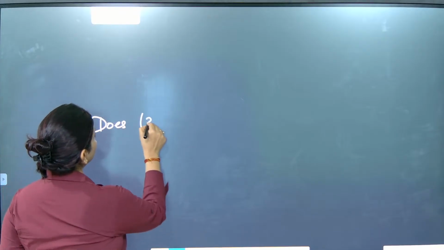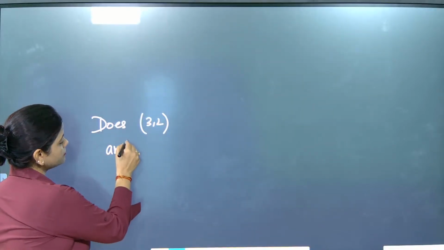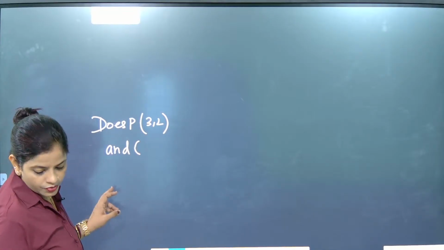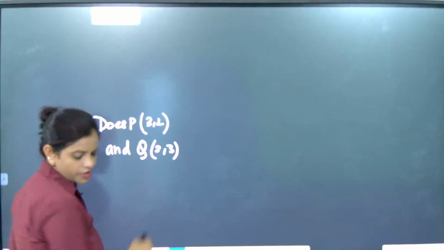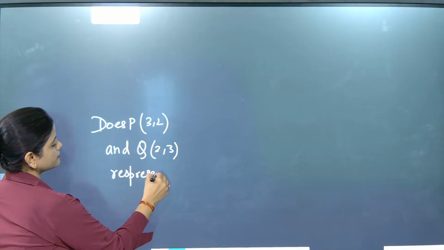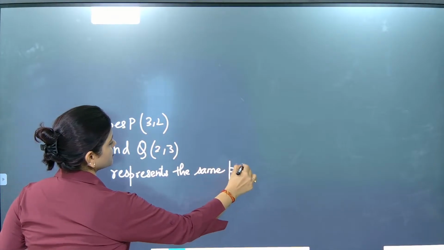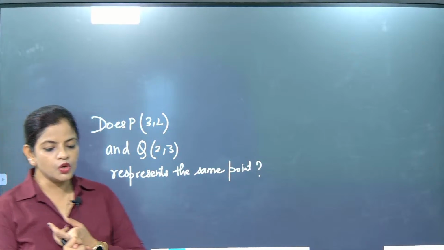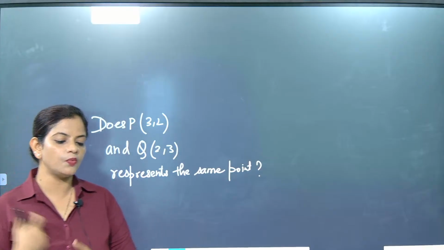Does 3 comma 2 and 2 comma 3 represent the same point? A very important question. What they are asking is whether 2 comma 3 and 3 comma 2 represent the same point. So if somebody asks you this question, what answer are you going to give?